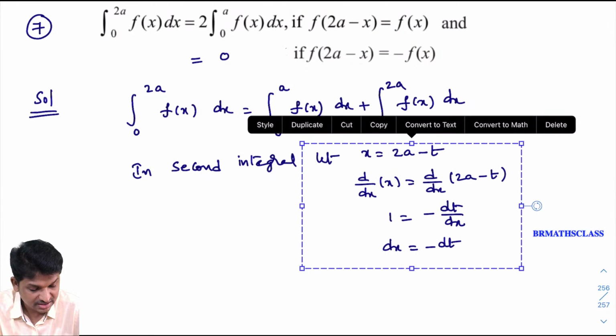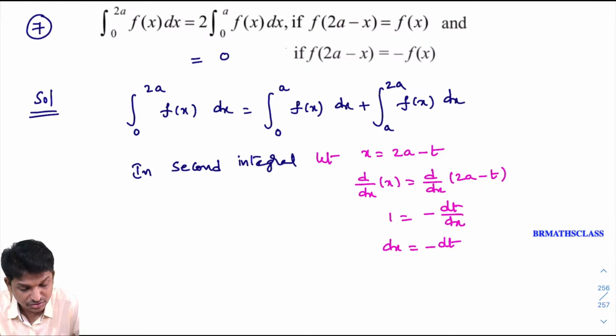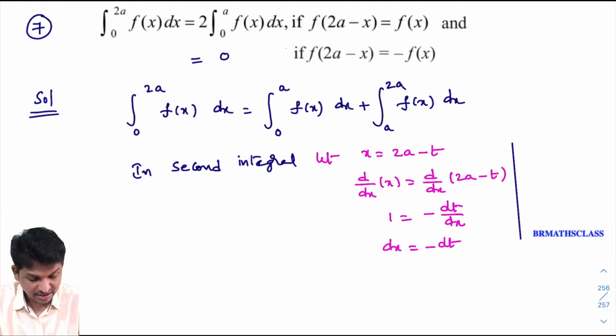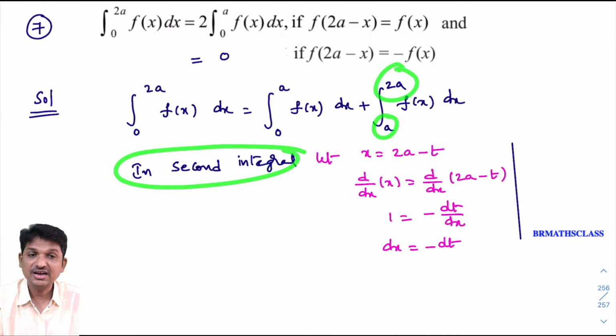Now you know that whenever you use the substitution method in definite integration, the limits change, correct? So how the limits change, I'll write. See, whatever I am doing is for the second integral only. That is what I wrote in the second integral, right?